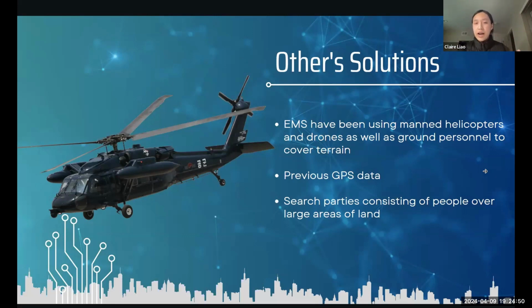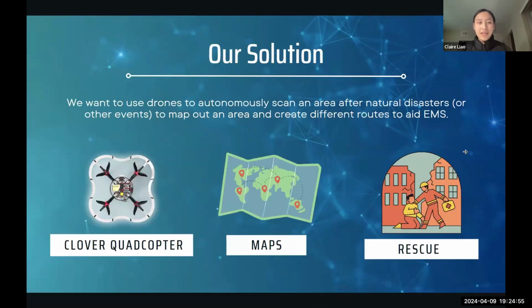And our solution is to use autonomous drones to scan an area after natural disasters to map out the area and create different routes to aid emergency medical services. Our drone is actually a Clover quadcopter, and it uses LiDAR in order to map out the environment to quickly and efficiently find missing people in imminent danger in different environments.